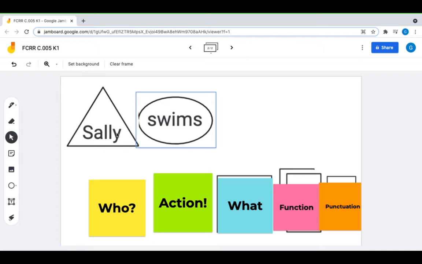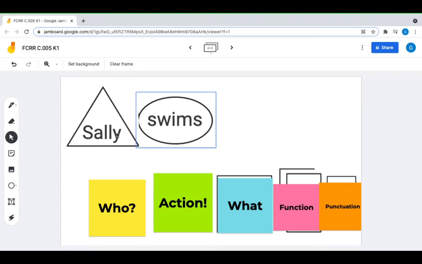That's the action. We have Sally swims. Is that a complete thought? Could we just say, Sally swims? We could. It's got a subject and a predicate. It has a who and a do. This is a complete idea. It's very simple, it's very direct, and that's okay. But do we still have questions? We might want more information.